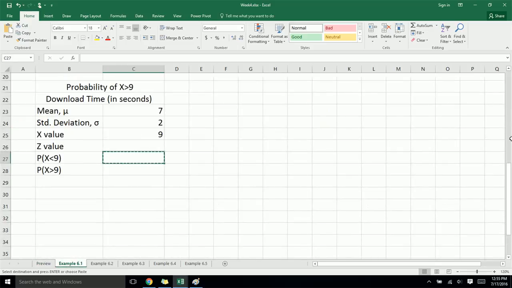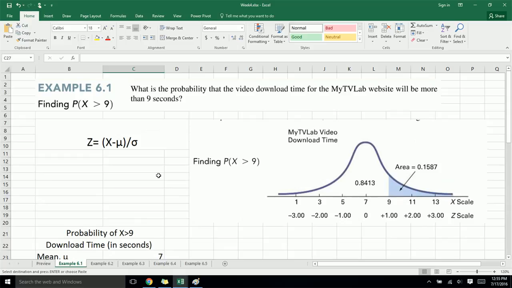Example 6.1 asks us to find the probability that the video download time for the MyTVLab website will be more than 9 seconds. First of all, to find the normal probability, you first need to convert a normally distributed variable x to a standardized normal variable z using the transformation formula. This formula gives you a z value that expresses the distance of a particular value from the mean in standard deviation units. So here we are asked to find the probability of the download time being more than 9 seconds, which is this area in this figure.